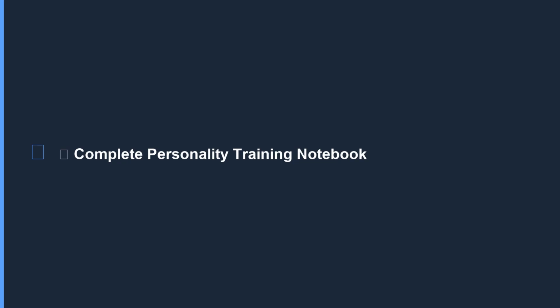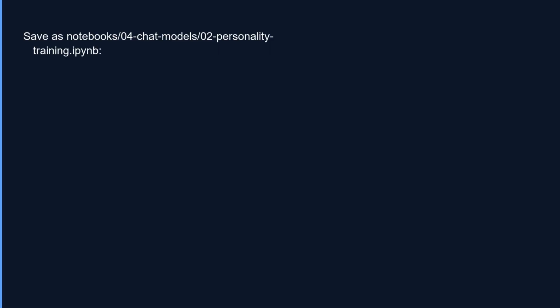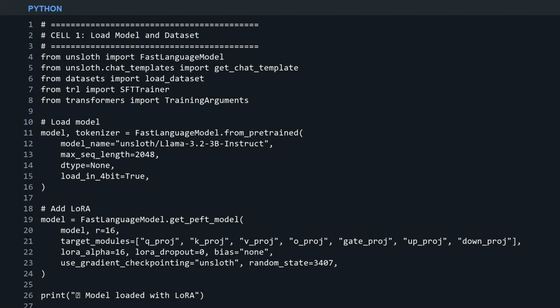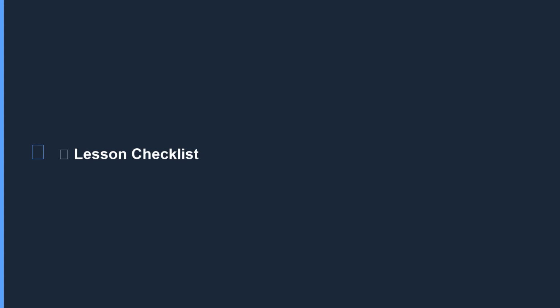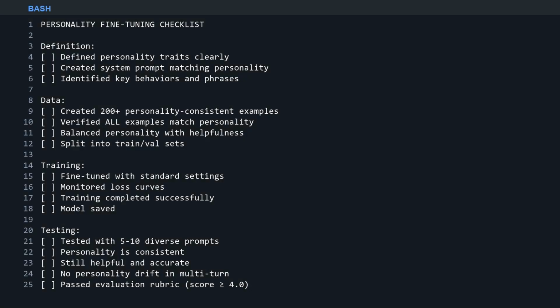Let's now look at the complete personality training notebook. Save as notebooks 04 chat models 02 personality training .ipynb. Step 1: load the model and dataset, load the model, add LoRA. Let's now look at the lesson checklist. Here's the bash code for this section, starting with the personality fine-tuning checklist.